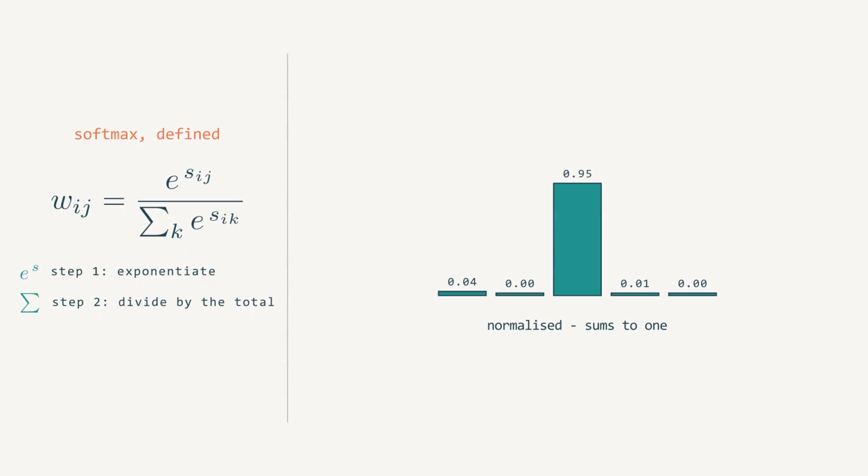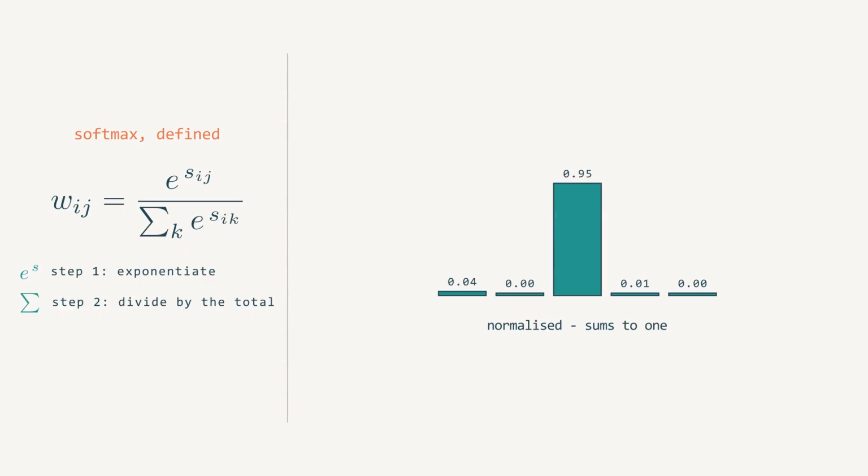Step 1, exponentiate every score. Raise e to the power of each one. The exponential is positive for every input, negative scores come out small but positive, so the sign problem is solved. It also stretches the gaps. Because the exponential grows fast, a score that was modestly ahead comes out dramatically ahead. Step 2, divide each result by the total of all of them. Now they sum to 1 by construction. That's the whole function. Exponentiate, then normalize. Two properties matter for us. It produces a genuine probability distribution, so our weighted average is legitimate.